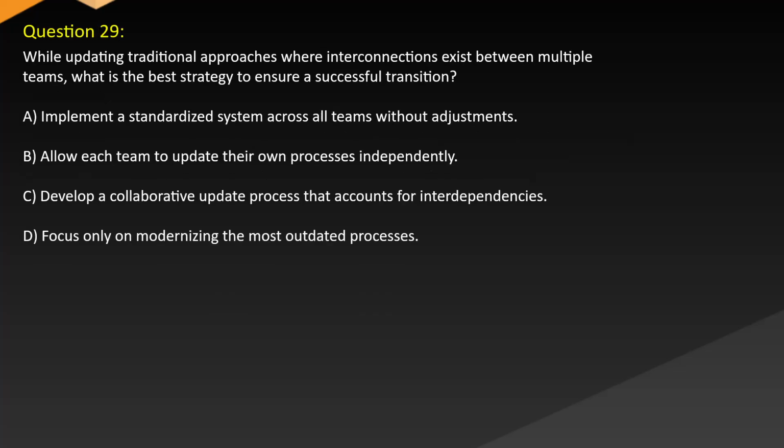Question 29. While updating traditional approaches where interconnections exist between multiple teams, what is the best strategy to ensure a successful transition? A. Implement a standardized system across all teams without adjustments. B. Allow each team to update their own processes independently. C. Develop a collaborative update process that accounts for interdependencies. D. Focus only on modernizing the most outdated processes.